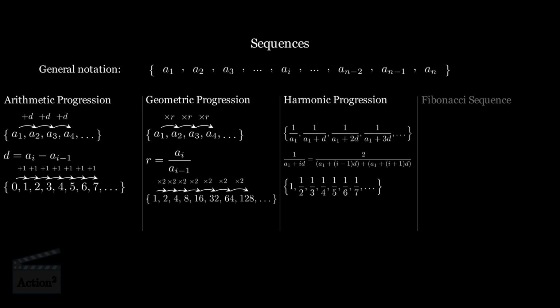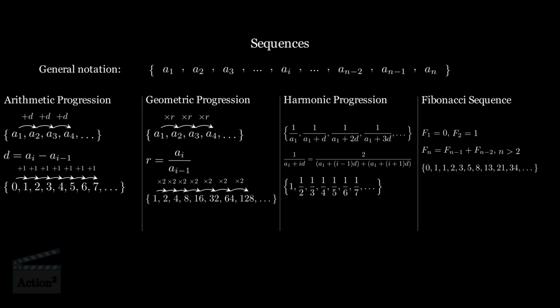Fibonacci sequence. The Fibonacci sequence is a special sequence where each term is the sum of the previous two, starting with 0 and 1. A term in the Fibonacci sequence is usually referred to as fn, so f1 equals 0, f2 equals 1, and fn equals fn minus 1 plus fn minus 2, for n greater than 2. Hence, the first 10 terms of the Fibonacci sequence are 0, 1, 1, 2, 3, 5, 8, 13, 21, 34.